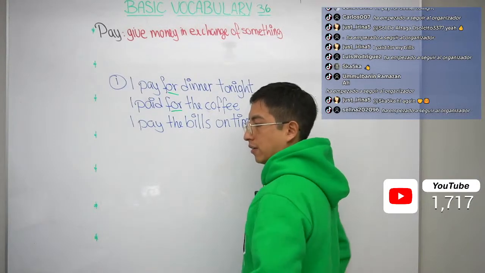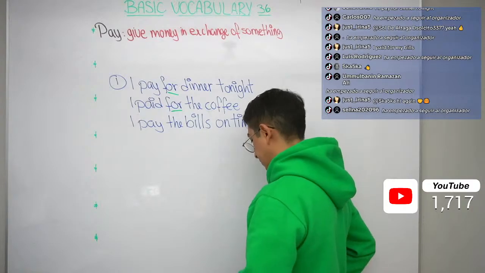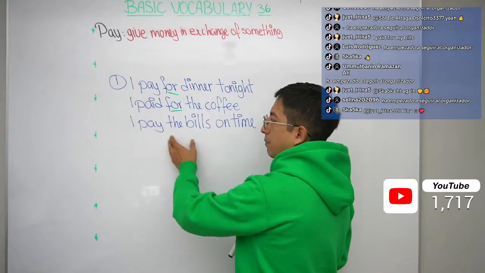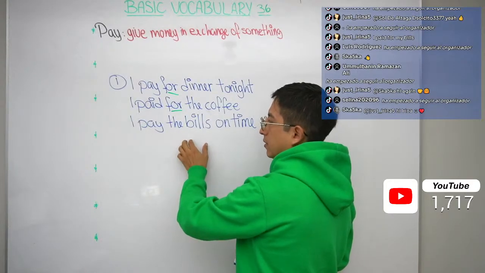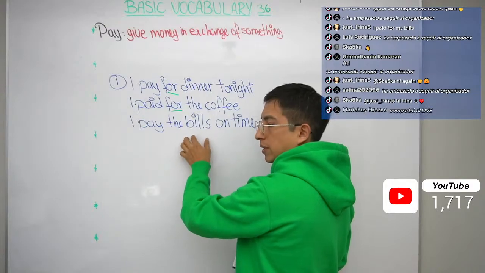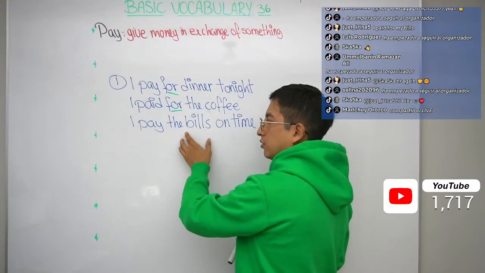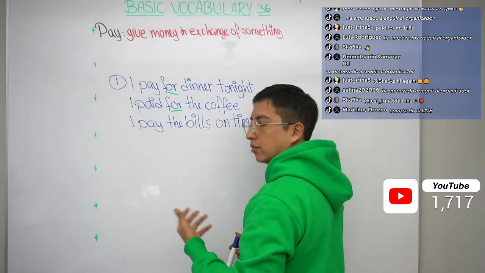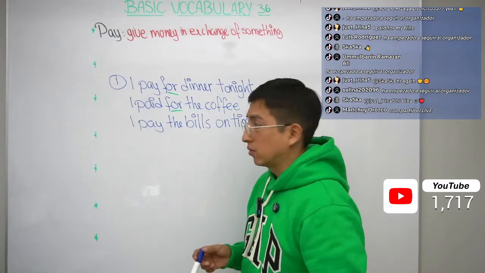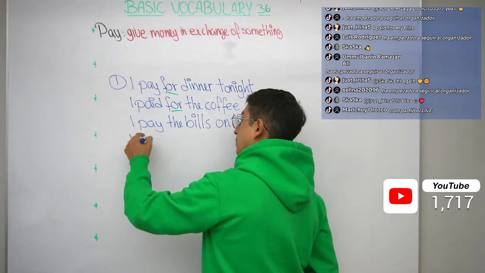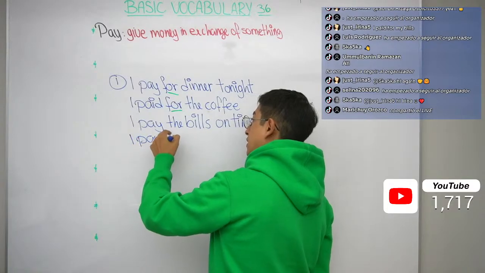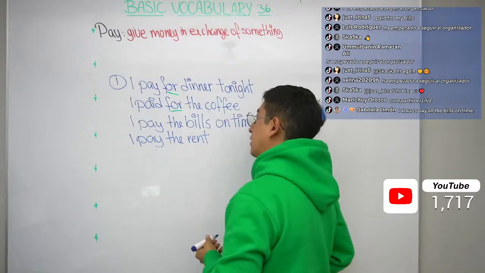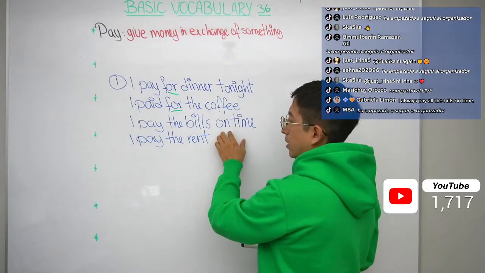What else can we say here? If you want to be a little more specific, I pay the water bill, I pay the electricity bill, I pay the internet bill. You can include other words here. What else? We can also say, I pay the rent. I pay the rent. And one more time, we can use this too.